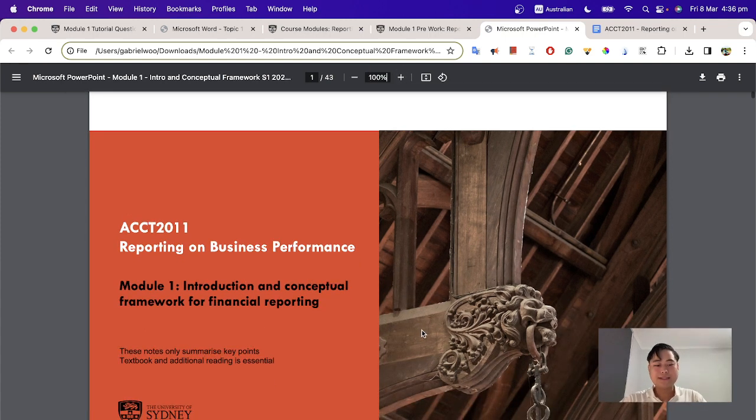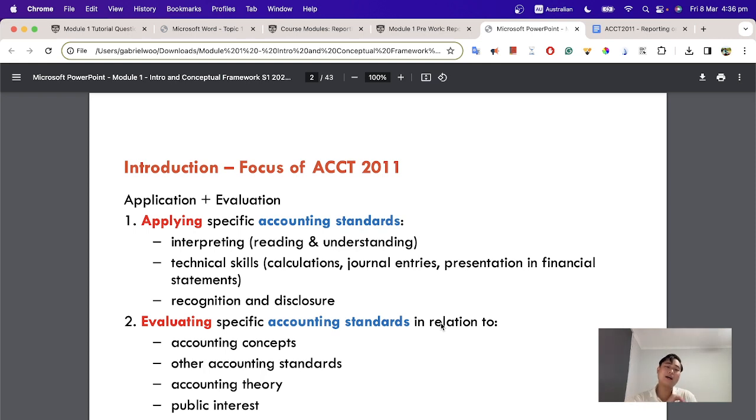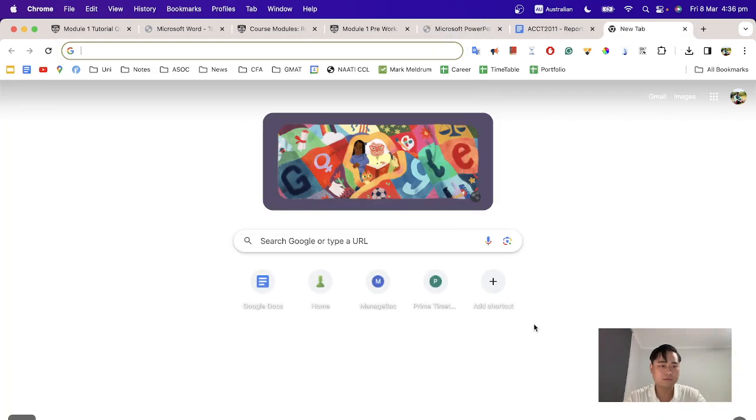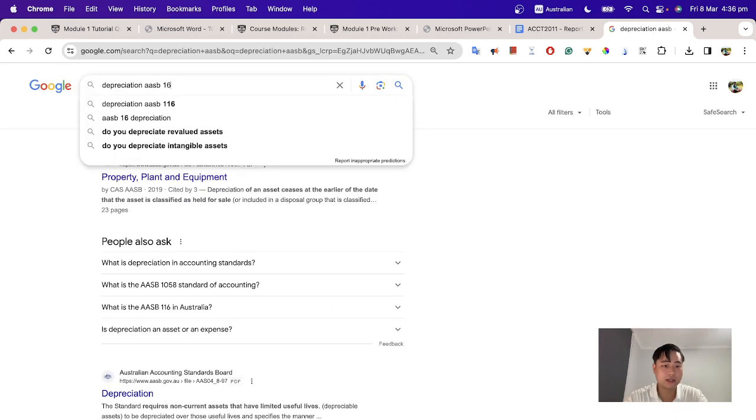ACCT2011, 60% of it is calculation and 40% of it is theory. Okay, and that's a good way to think about this course. And reporting on business performance, here going into module 1. Here's an introduction to ACCT, application, evaluation, apply specific accounting standards. We need to perform professional judgment when we apply accounting standards. Once again, one of the accounting standards is about depreciation. Depreciation, AASB 116, I think.